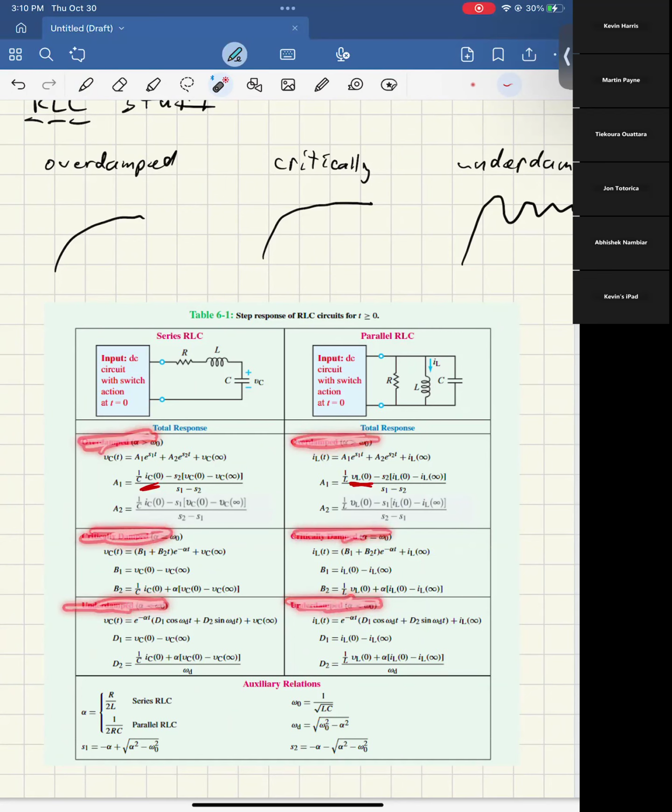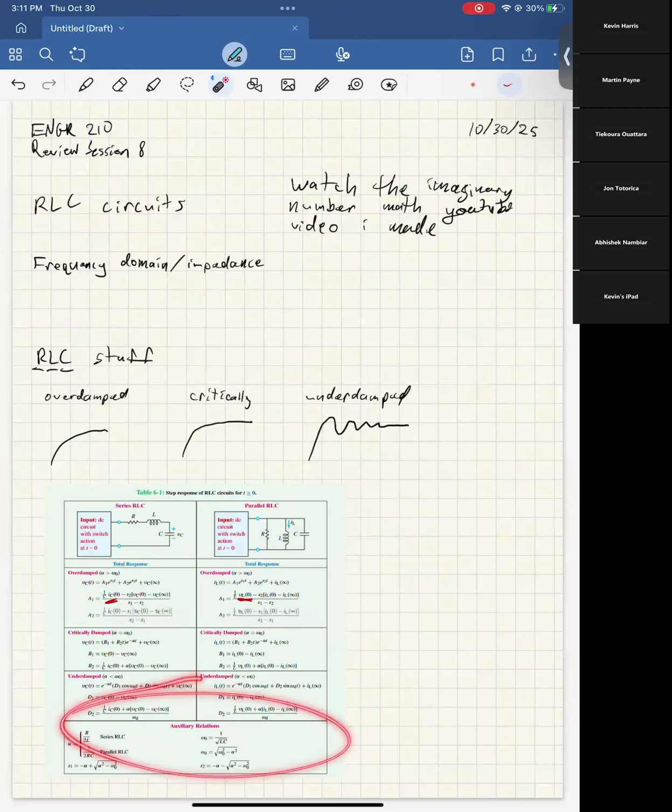You know that the ones in parallel are going to be dealing with the current, and the ones in series are going to be dealing with the voltage. And then underdamped is going to have the sine and cosine, and you can probably figure it out. Just keep that in mind. They will not be labeled, but you'll have all of the numbers.